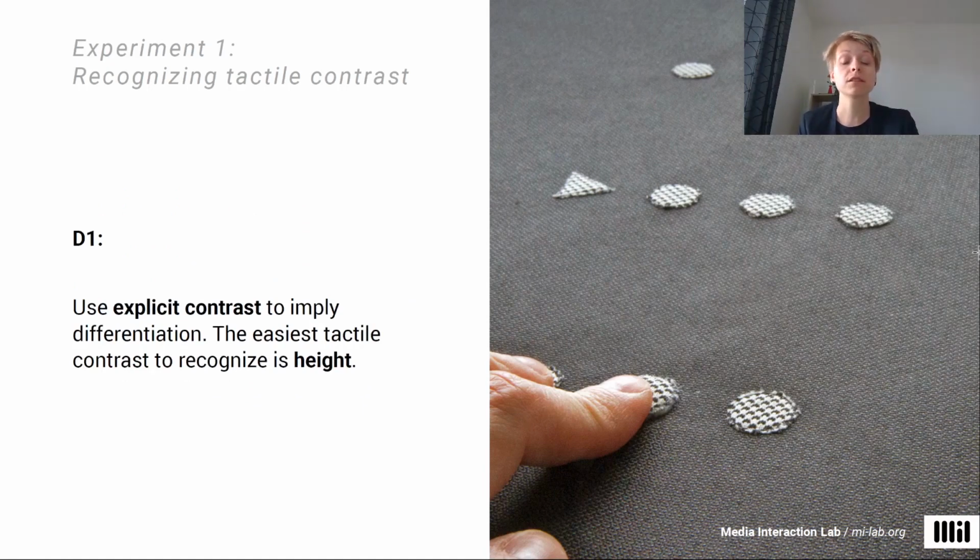Coming from this, our first design recommendation is: use explicit contrast to imply differentiation. And when I say explicit, I mean, for example, in the context of height, this is at least 1.6 millimeters. So of course, everything lower than this is still a contrast, but might not be explicit enough for most people to be able to recognize it. And then the easiest tactile contrast to recognize is height, followed by shape, and then texture.